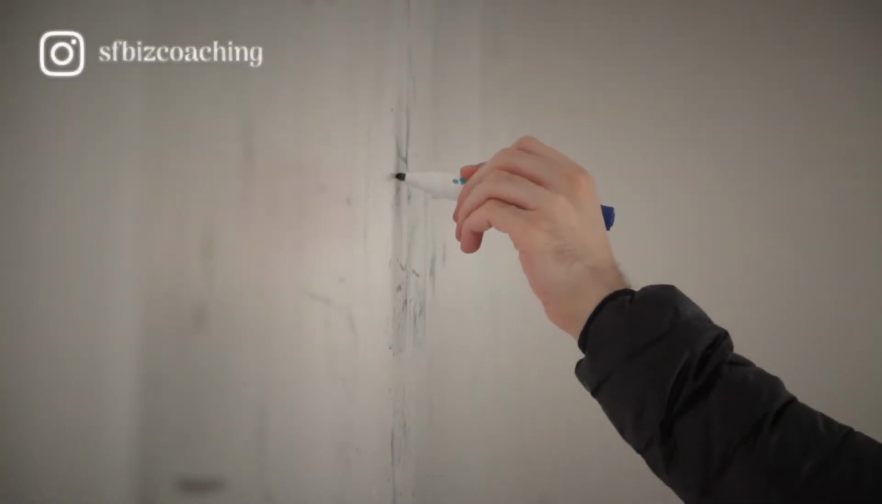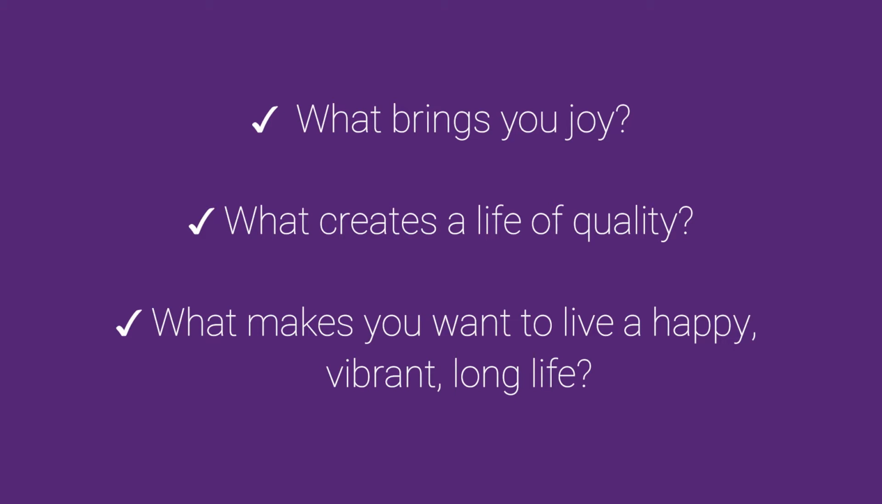And then he had us go around and read that number. So some people said 78, 85, 92. So everyone had different numbers as far as when they thought they would die. So the next thing he did was he pulled out a huge whiteboard and he talked about what brings us joy, what creates a life of quality, what makes us want to live a happy, vibrant, long life.